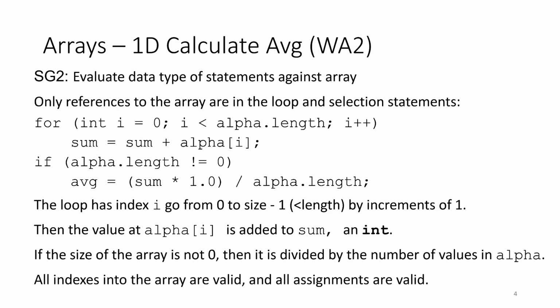If the length of alpha is not 0, in other words, the array is not empty, then the average is equal to sum times 1.0 divided by alpha.length. Again, all of these assignments are valid.